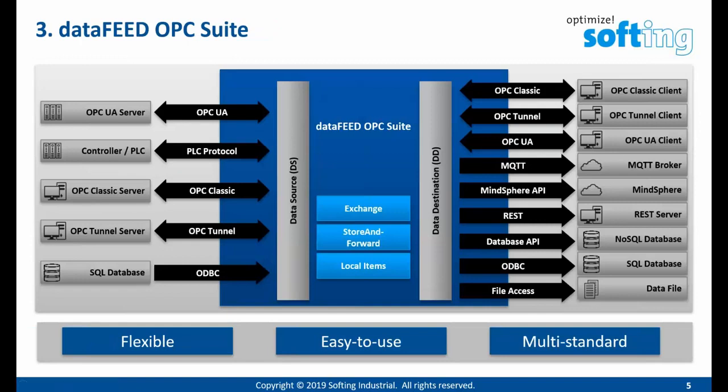So, Chapter 3, the dataFEED OPC suite. That's a software solution from Softing. You can install it on your computer or on your server. And what it basically does is it collects data from different data sources, like an OPC UA server. We can also connect to different PLCs, like today we are using Siemens, but it's also possible to connect to a Rockwell, Mitsubishi PLC. Everything is possible. Could also grab data from a classic server or a SQL database.